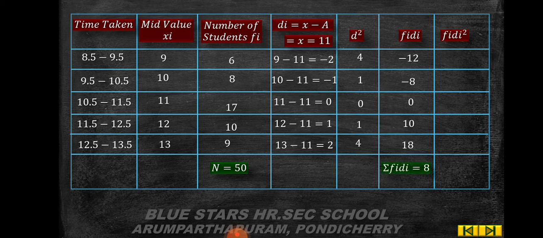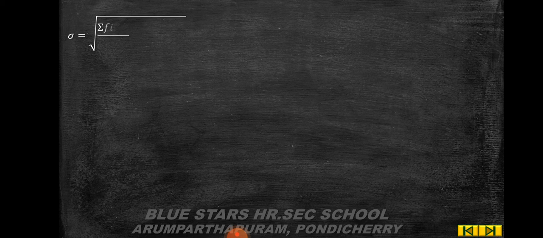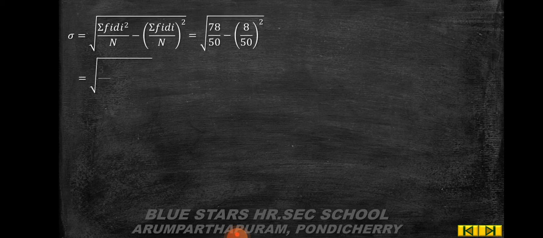And Fi Di square is 24, 8, 0, 10 and 36. So summation Fi Di square is equal to 78 and summation Fi Di is 8. Next, you have to find the standard deviation. You know the formula. So substitute the values in the formula.